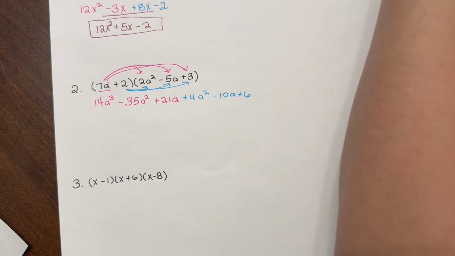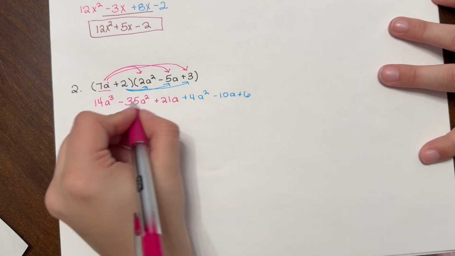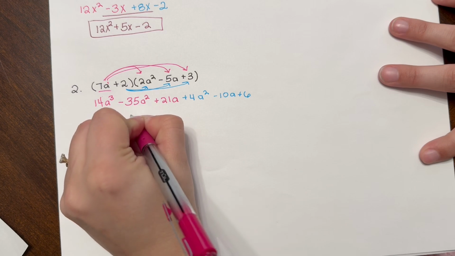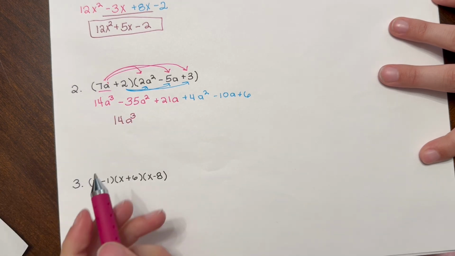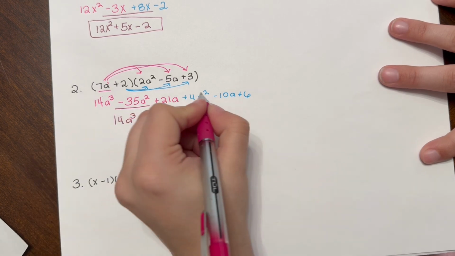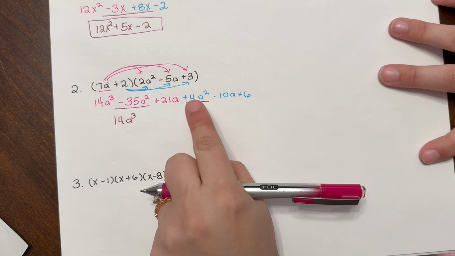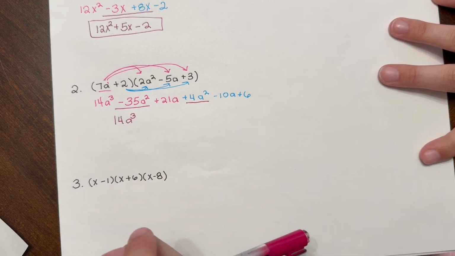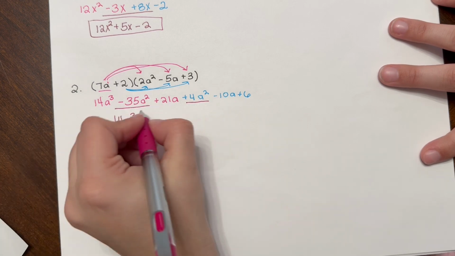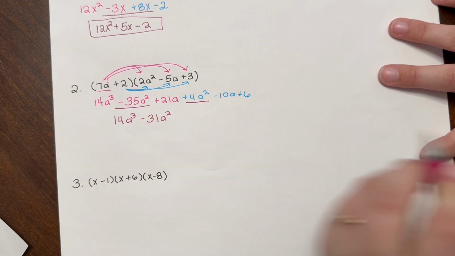And now we're going to look for like terms. So 14a to the third, nothing else has an exponent of 3, so just 14a to the third. Then we have negative 35a squared plus 4a squared. Same variable, same exponent. We can combine those coefficients by doing the math that it says to do. So negative 35 plus 4 is negative 31a squared.